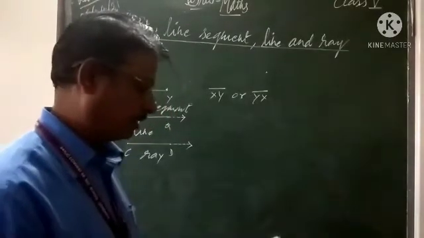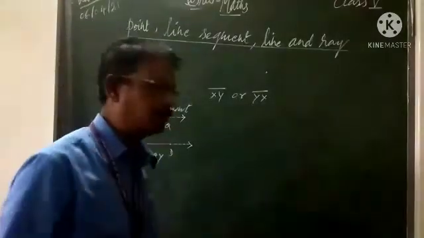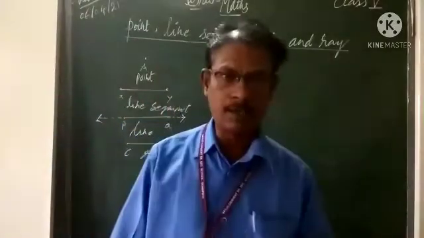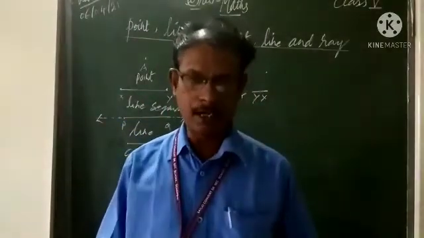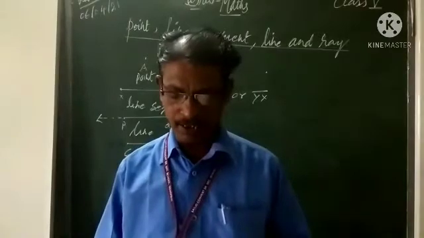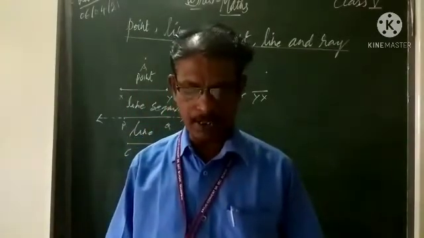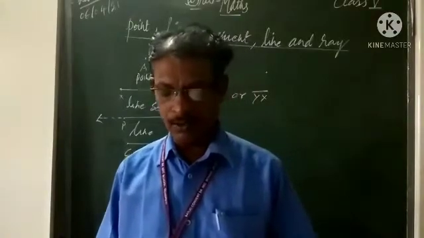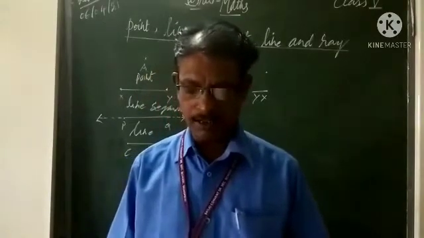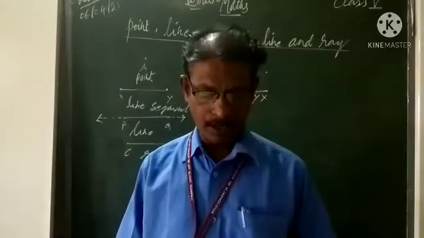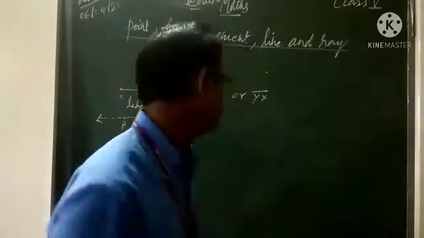Now next one, examples of line segment. Many examples. For example, the side of a square, side of a rectangle, side of a rhombus, parallelogram, trapezium, many things are there. Cube, cuboid. Sides of a square and a rectangle, edges of a cube and a cuboid are examples of what? Line segment. Now a line. What is a line?